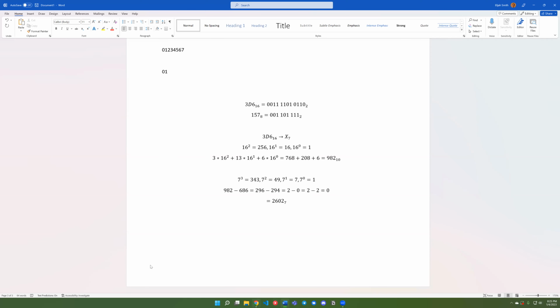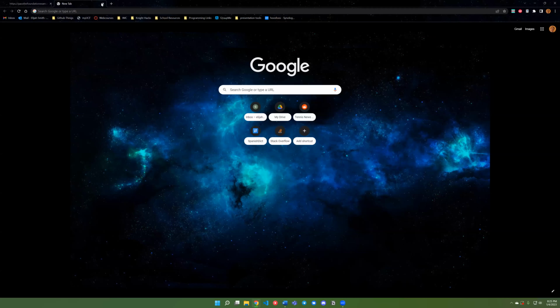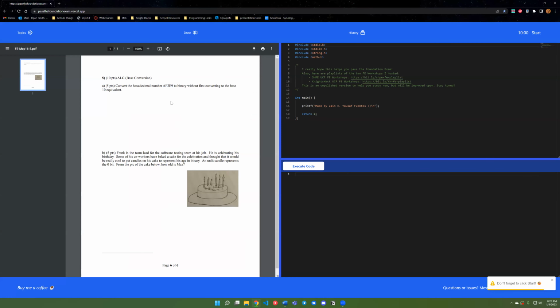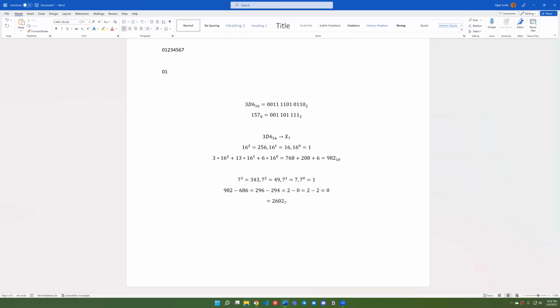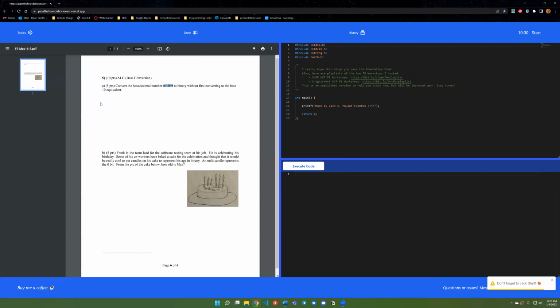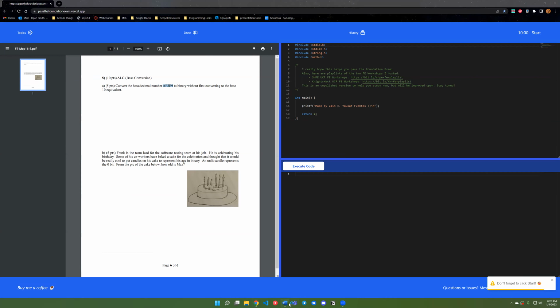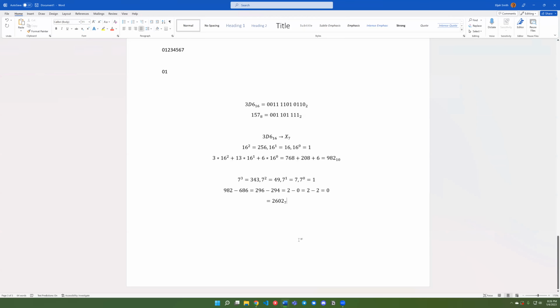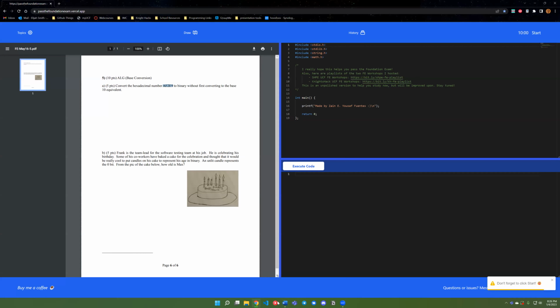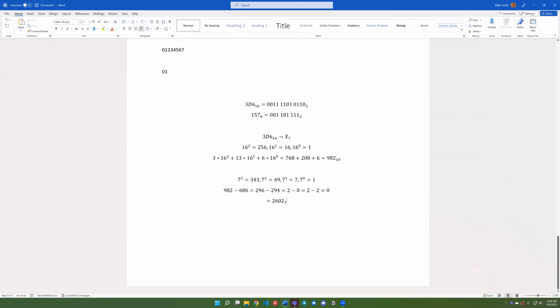All right, so that's how we solve all these problems. I'm going to do one of these really quick and then pass it off since they are pretty monotonous. We can do this one really quick. Convert the hexadecimal number AF2E9 into binary without converting to base 10 first, which means we have to use the trick. We're not allowed to do it the long way. AF2E9.